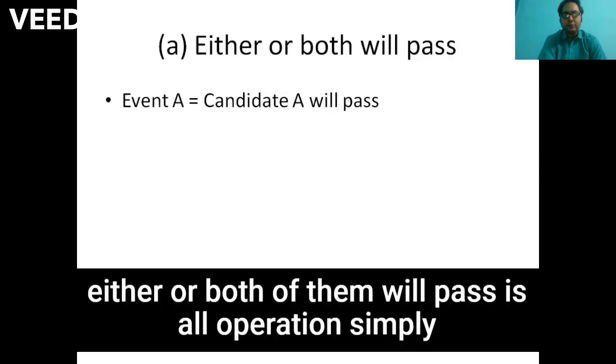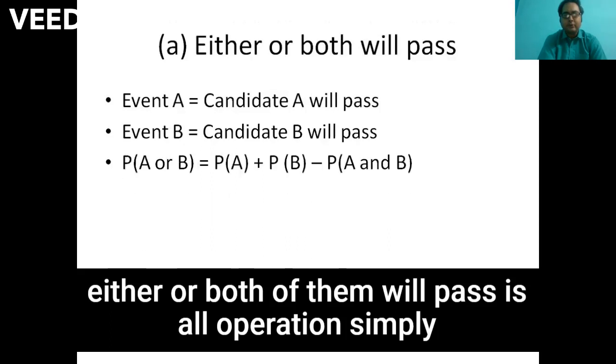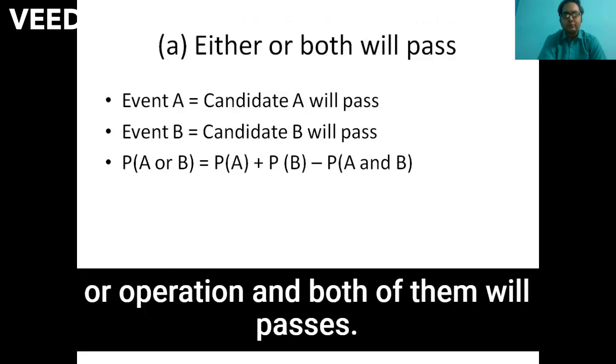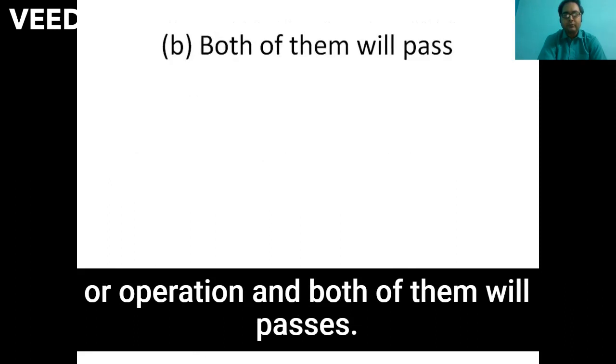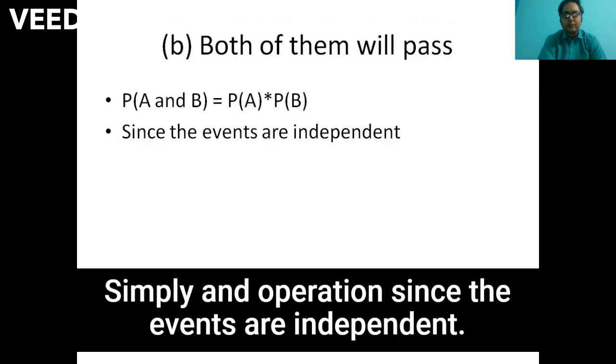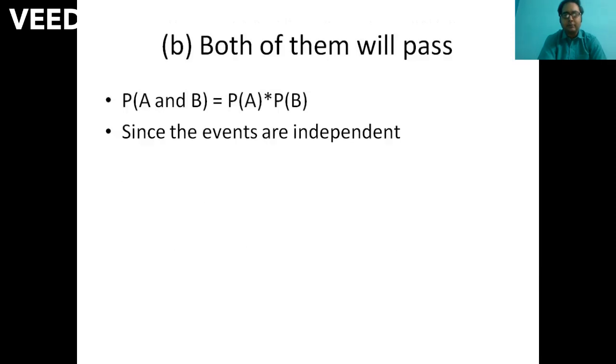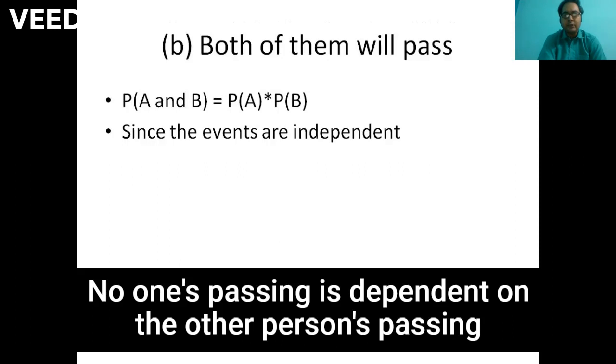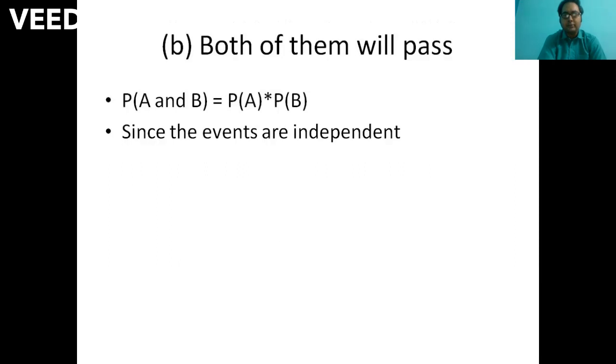Either or both of them will pass is simply the OR operation, and both of them will pass is simply the AND operation, since the events are independent. No one's passing is dependent on the other person's passing or failing.